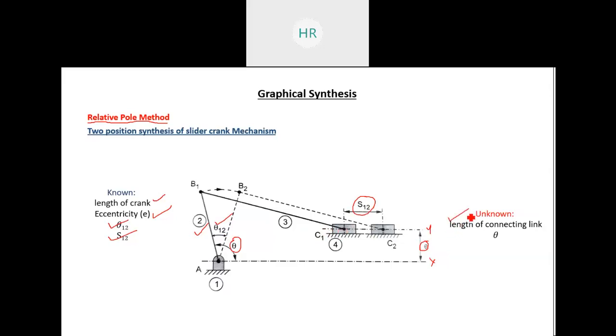Length of connecting link. This length of link B1C1 will be unknown to us. That is not known to us. So our goal is to find the length of that link and input angle theta, or initial angle theta.